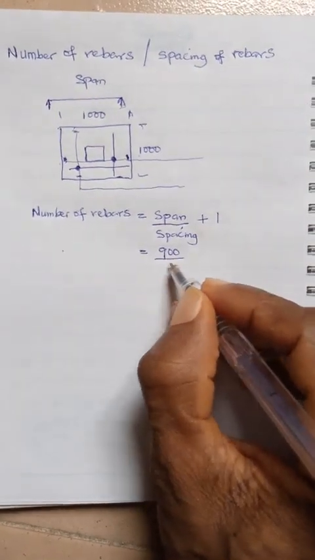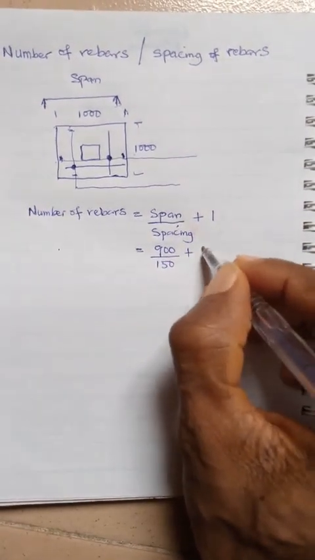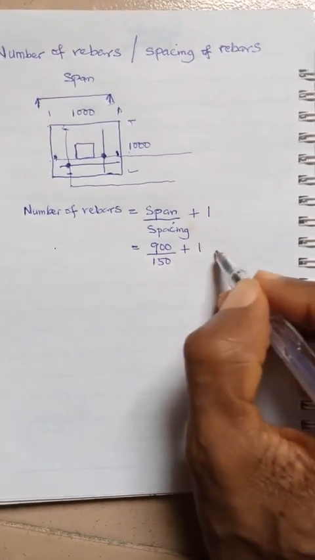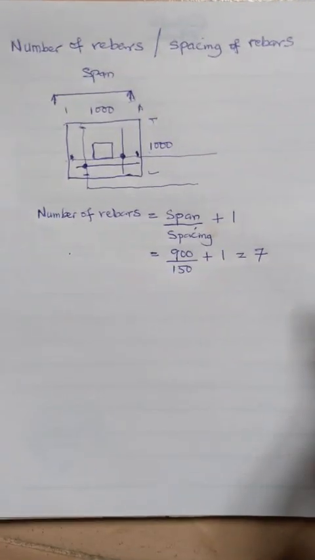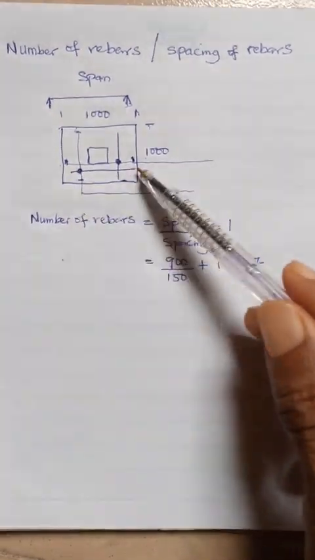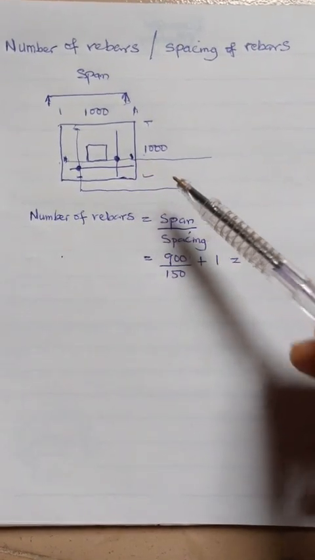So let's say the spacing is 150. When you work this out, it will give you 7. So 7 becomes the number of reinforcement bars that will span this length of the base.